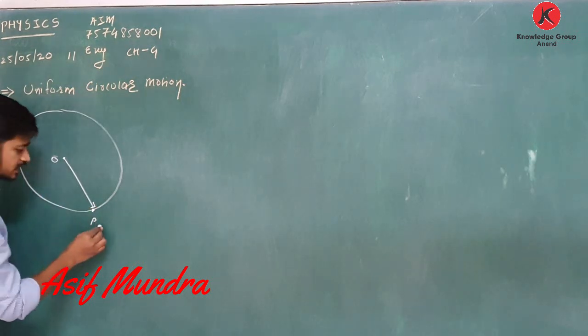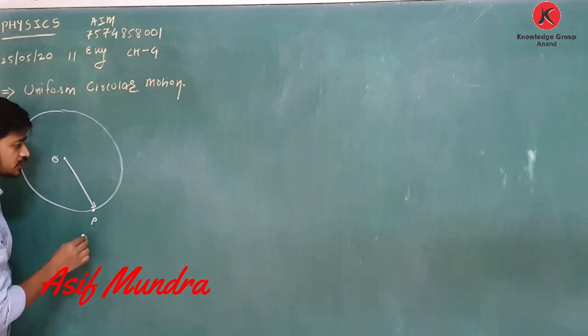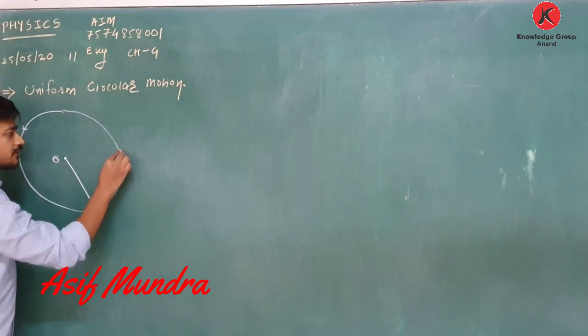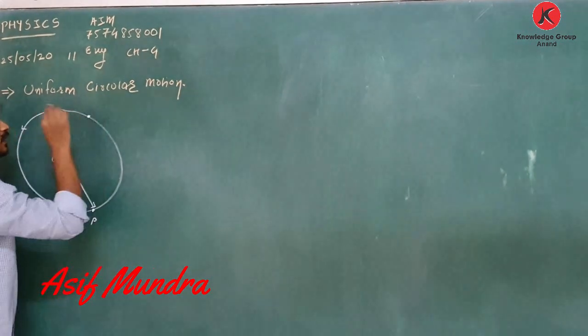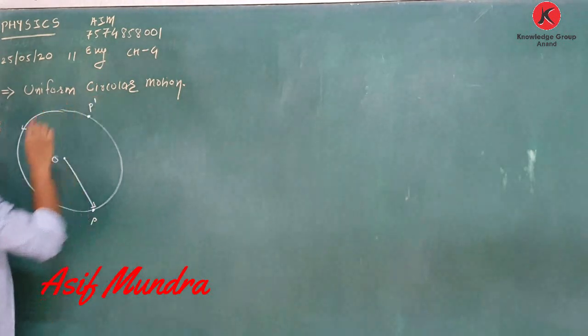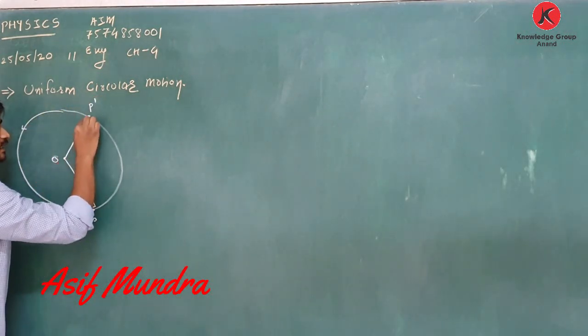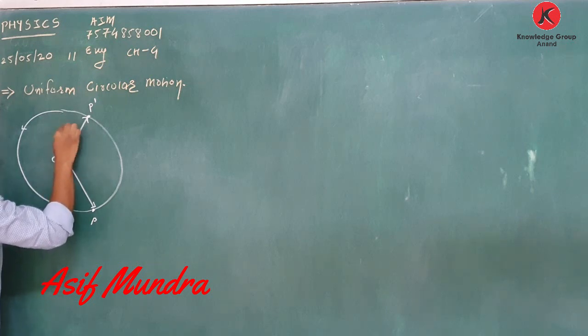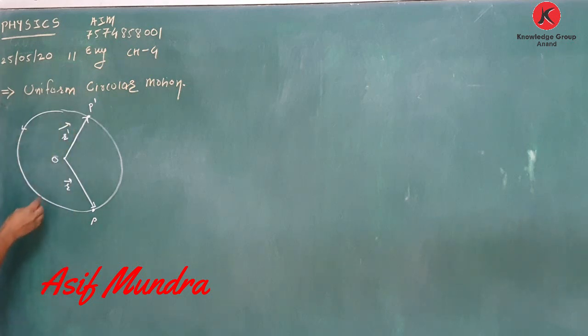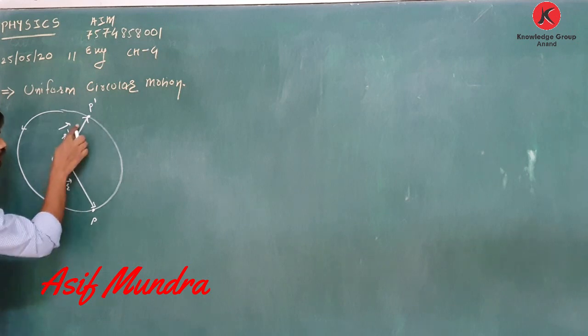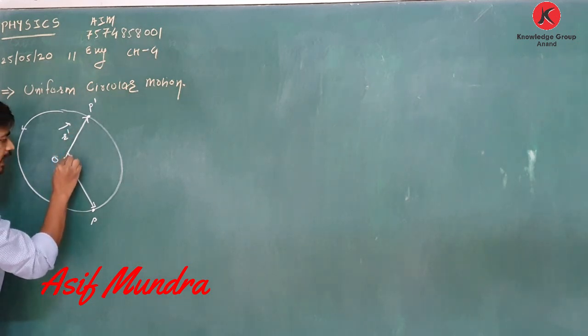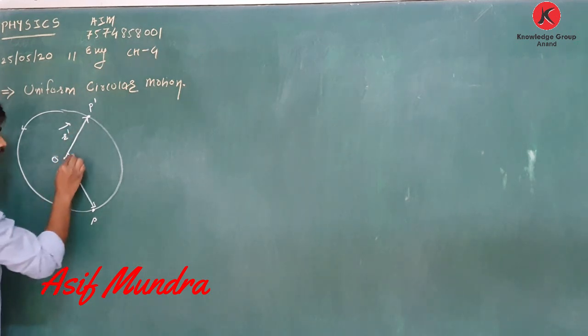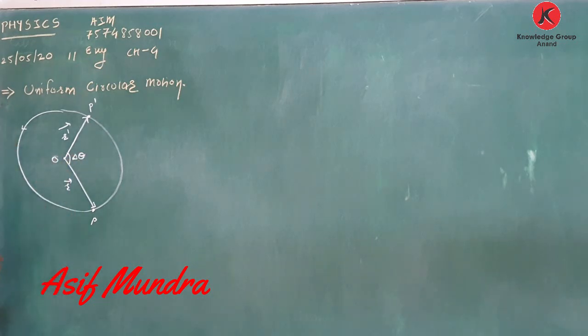At time t equal to 0, it is the initial position. After some time, the particle is now here at this point P dash. So yes, it is its position vector. It is r, and here it is r dash. These two position vectors make some angle with the center. Let the angle be delta theta.